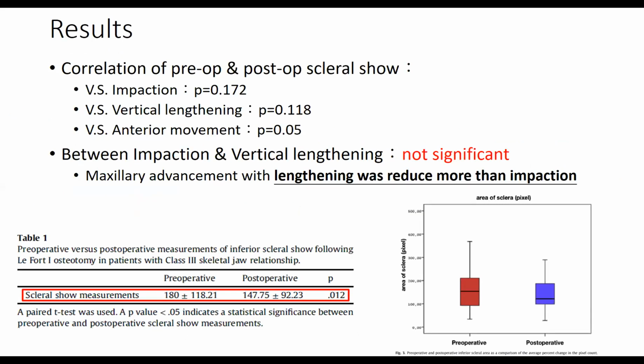And there was no significant correlation between preoperative and postoperative scleral show and impaction, vertical lengthening, or anterior movement. The preoperative scleral show was significantly reduced postoperatively with the p-value 0.012 in both groups. However, the difference in the decrease in inferior scleral show between the two groups was also not statistically significant, though in this study, lengthening reduced more scleral show than impaction.